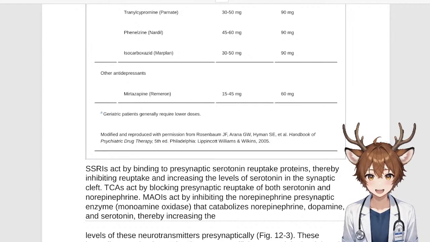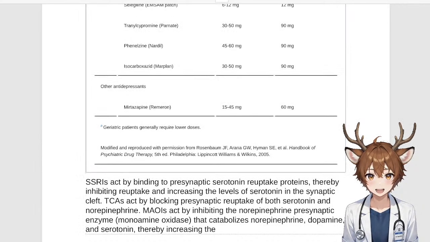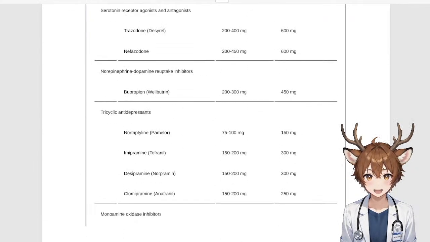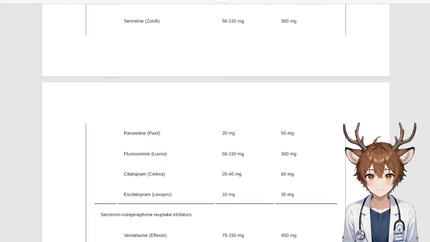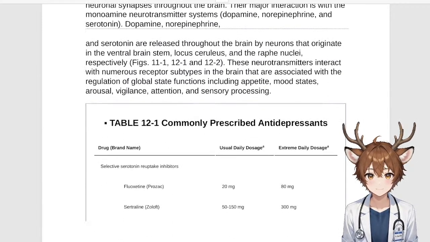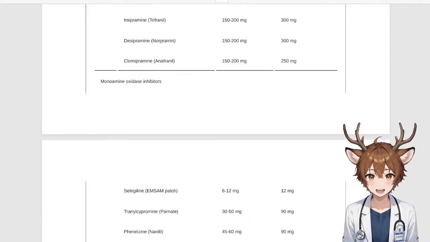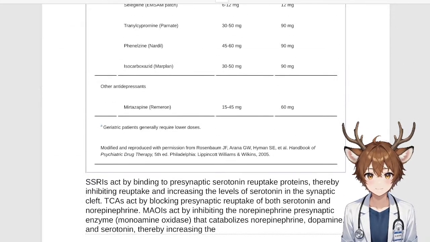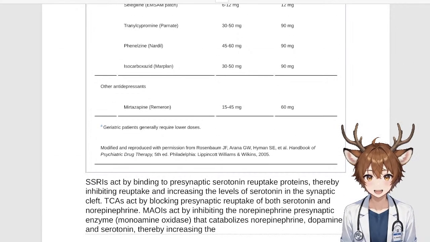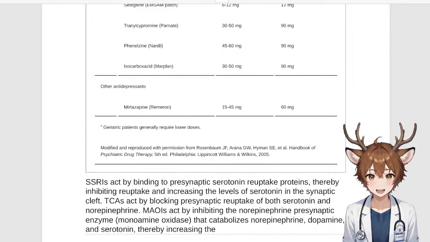It says, it's just an explanation. I don't know where A was mentioned before. So let's see if we can find that briefly. Not quite sure. Well, maybe you caught it. Maybe I didn't. I must have missed it somewhere. But the little A here, the indication says, geriatric patients generally require lower doses. Okay.